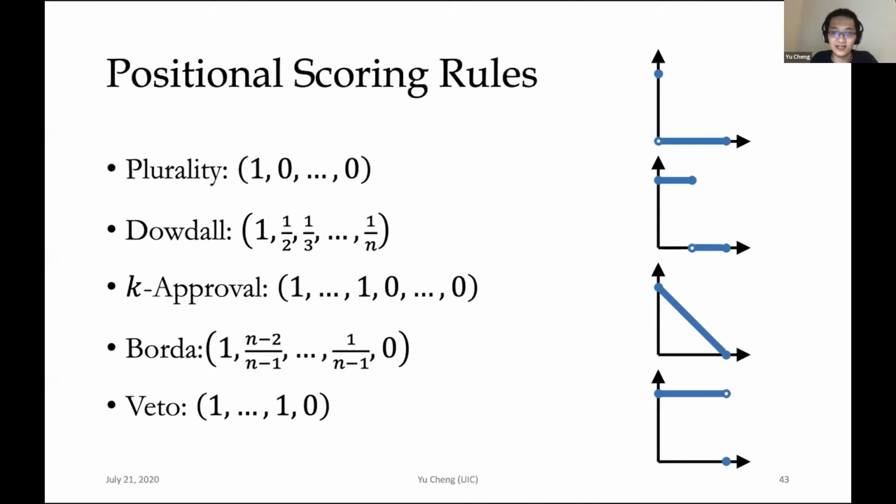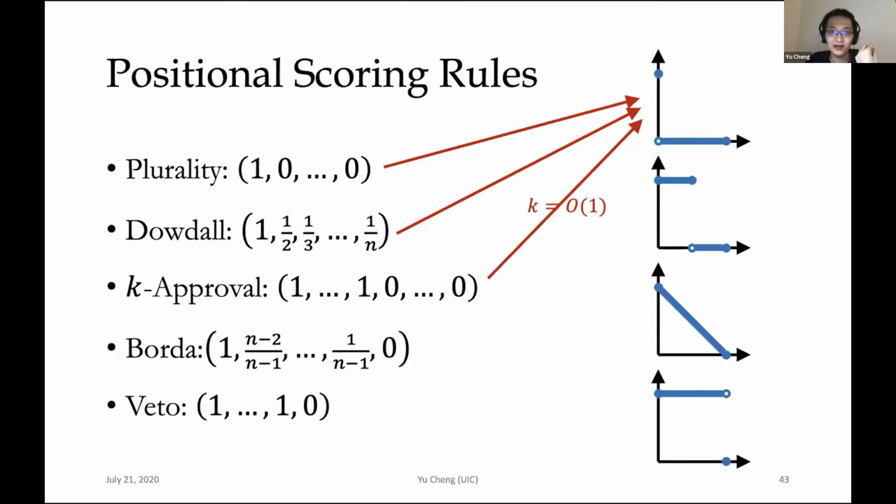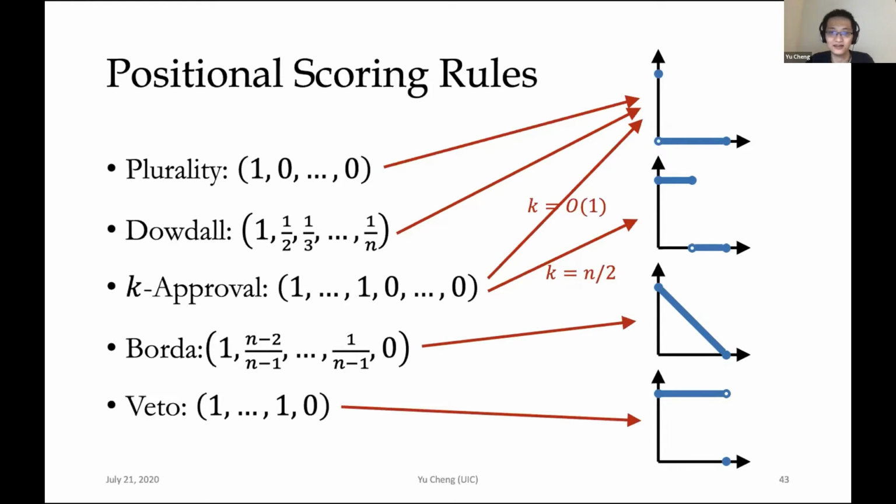Now, armed with this characterization result, you can basically connect voting rules to these functions, and it follows immediately whether they have constant distortion or not. In particular, plurality, Dodgson, and K approval do not have constant distortion. K approval for constant K, none of these have constant distortion. But if you have K approval where K is a constant times n, then it does have constant distortion.